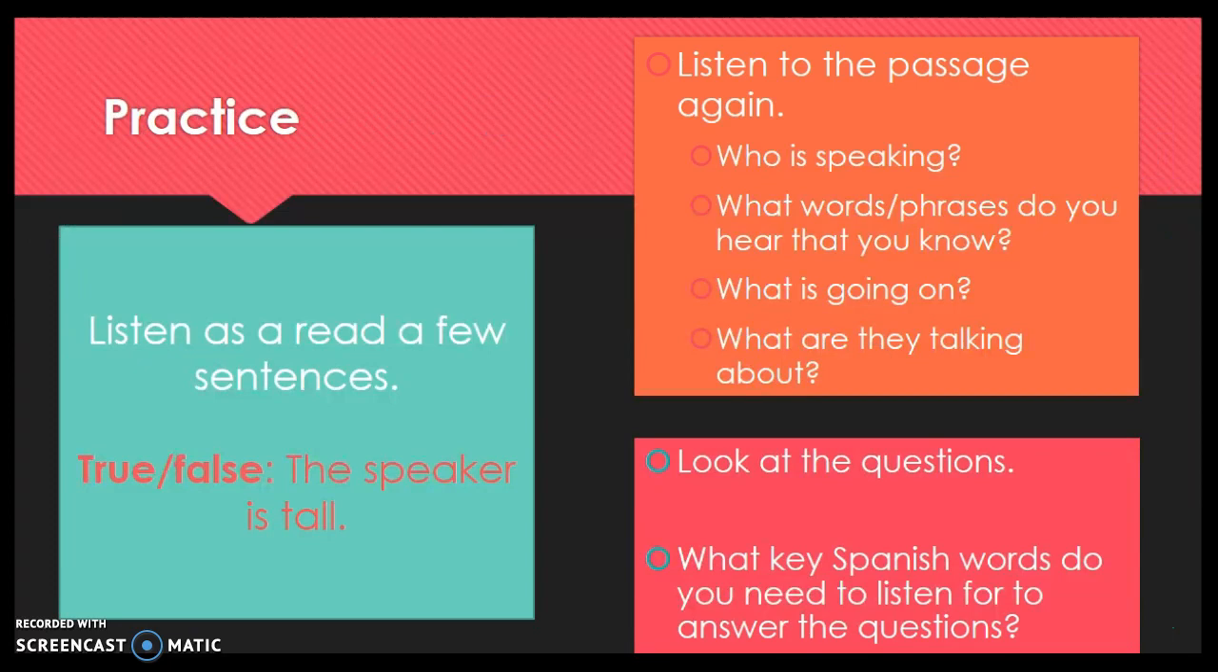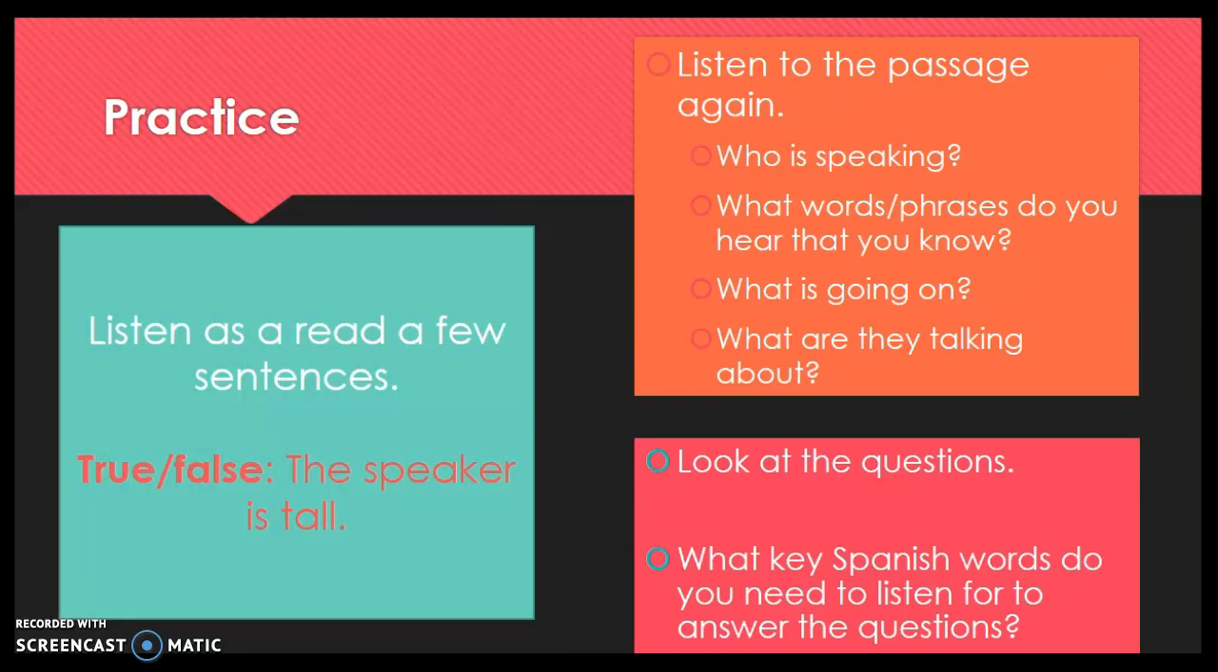Okay, so we're going to do a little practice. So I'm going to read you a little passage, very short, and I want you to listen to try to figure out what's going on. I've got some boxes up here. The green one, of course, is our question, and then the orange, some tips for listening to the passage. Again, I'm going to read it several times, and then some suggestions for looking at the questions as well. All right, so here we go.